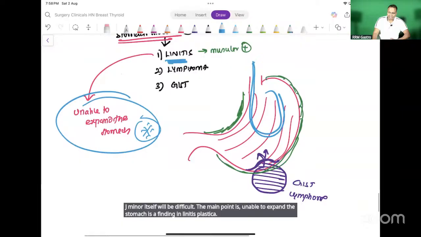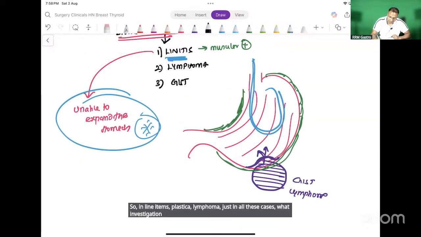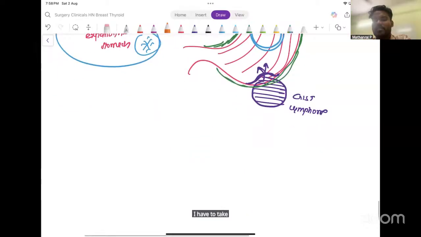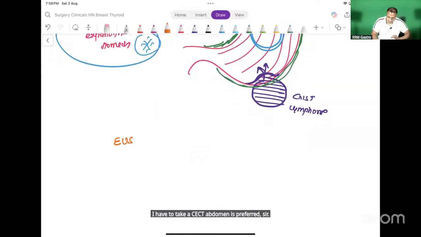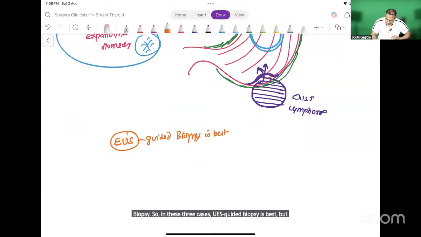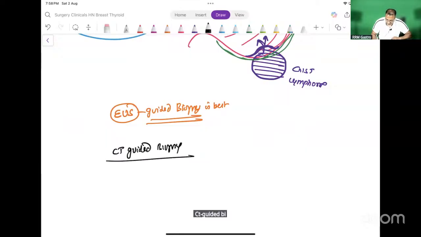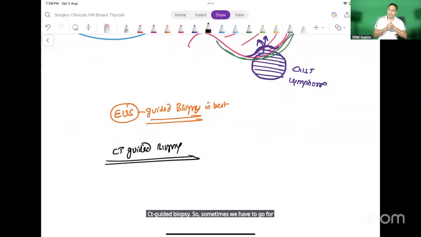So in linitis plastica, lymphoma, and GIST, what investigation is better for biopsy? After the CECT abdomen, in these cases you have to go for an EUS guided biopsy. In these three cases, EUS guided biopsy is best. But the problem is many centers have no EUS guided biopsy, so we will go for a CT guided biopsy. Sometimes we have to go for a CT guided biopsy in all these cases.